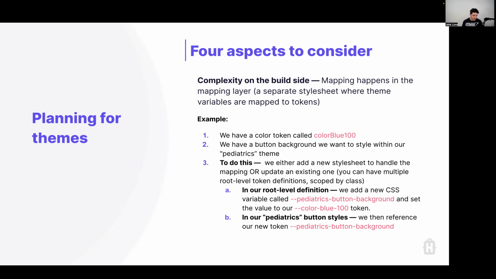So in our root level definition, we'd add a new CSS variable called pediatric button background. We'd set that value to color blue 100, just like before. And then just like the last example, we then set that in our pediatric button styles. So a lot of things are similar there, but really there are differences in how and where the mapping occurs. And again, that's a decision that your team needs to make.